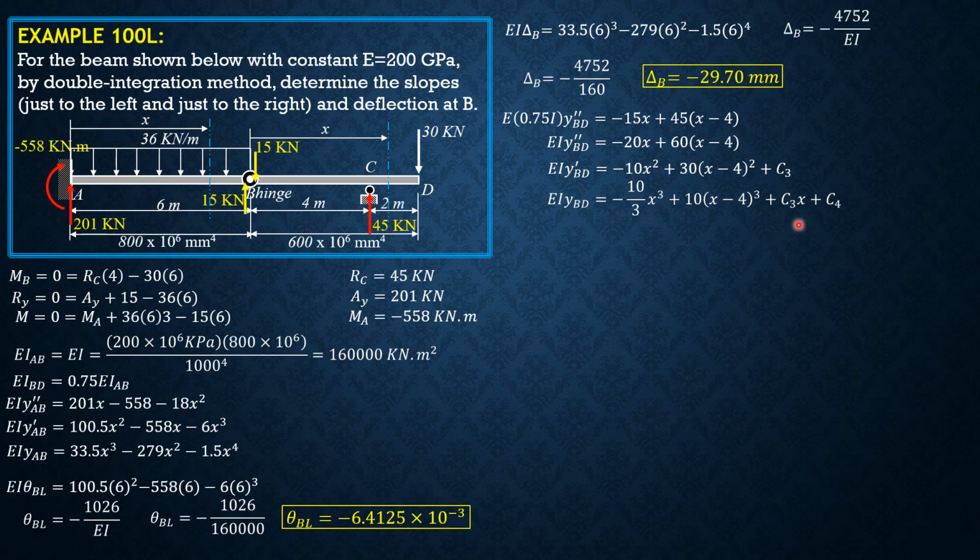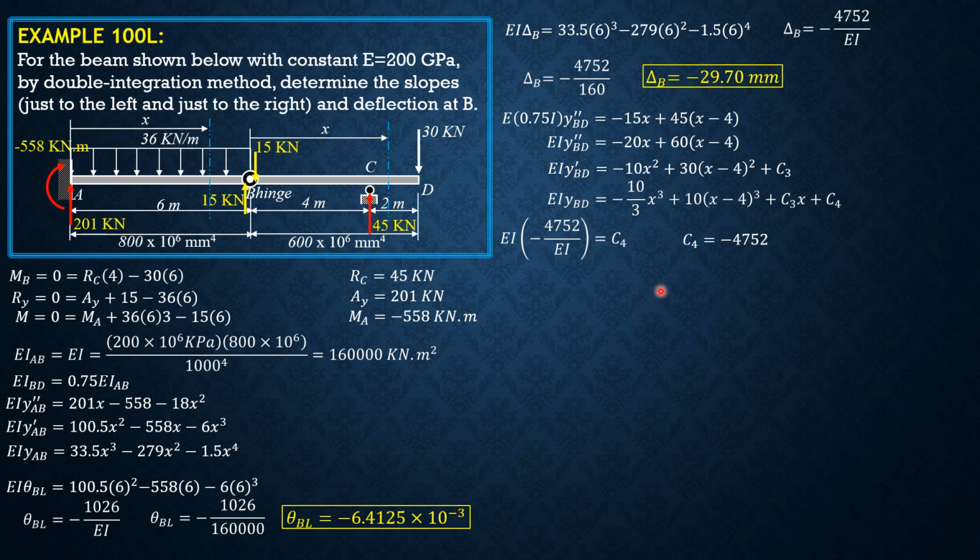And when x is 0, then y BD is equal to the deflection at B, which is already computed, negative 4752 over EI. So that means C sub 4 is negative 4752. Remember, the deflection at B is negative 4752 over EI, then equals C sub 4, because everything else here will be 0 or ignored. So C sub 4 is negative 4752.